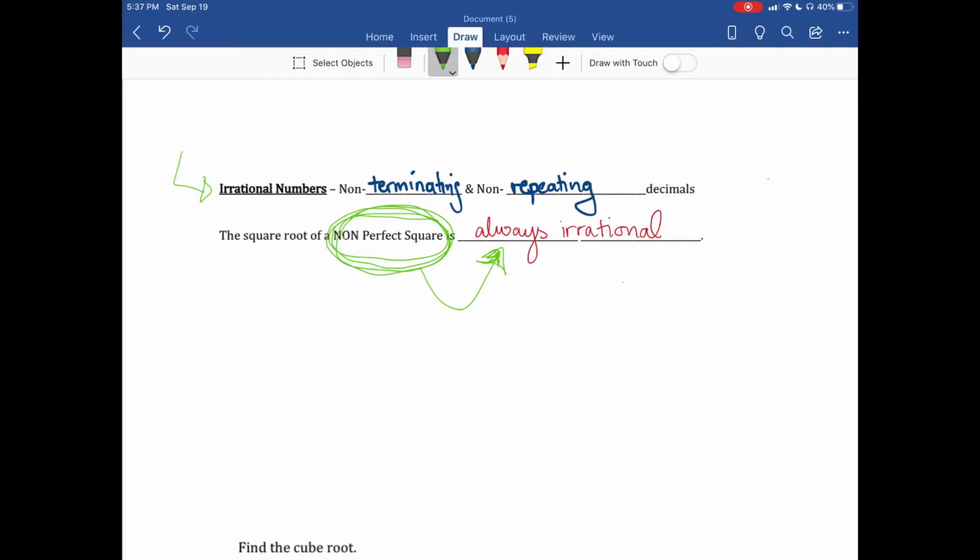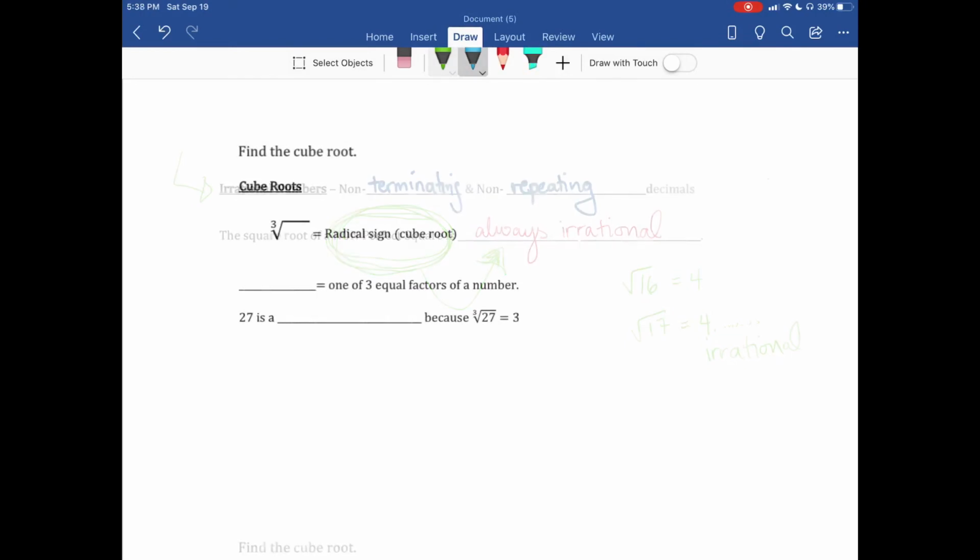What do we mean by that? So square root of 16 is a perfect square because 4 squared is 16. So the square root of 16 is 4. However, the square root of 17 is not a perfect square. And so when we see those, that's going to result in an irrational number. So any radical that contains a non-perfect square will always be irrational. So we know perfect squares are when we have a number and it's multiplied by itself.